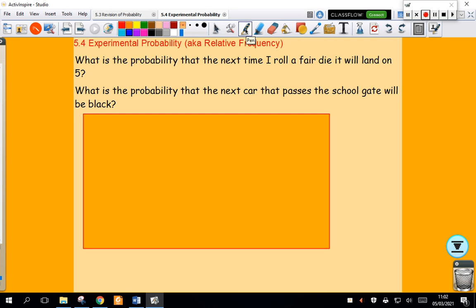We actually know a lot about rolling a die. I want to find the probability that I roll a fair die and I get 5. Remember, we've defined probability as the number of ways an event may occur divided by the total number of possible outcomes. And we know that the total number of possible outcomes on one roll of a fair die is 6. We also know the number of ways the event 5 may occur is 1. There's only one way to roll a 5 on one roll of a die.